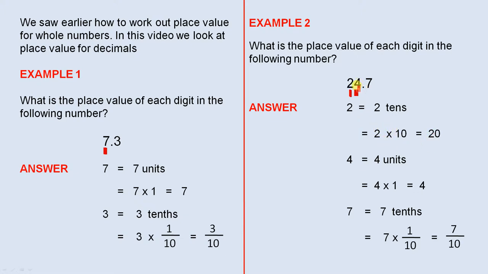The 4 is in the units column, so it's 4 units, which is 4 times 1, so that value is 4. Now, as I said in the previous example, this number directly to the right of the decimal point is in the tenths column, which is 7 times 1 tenth, and that gives you 7 tenths as the value of that number.